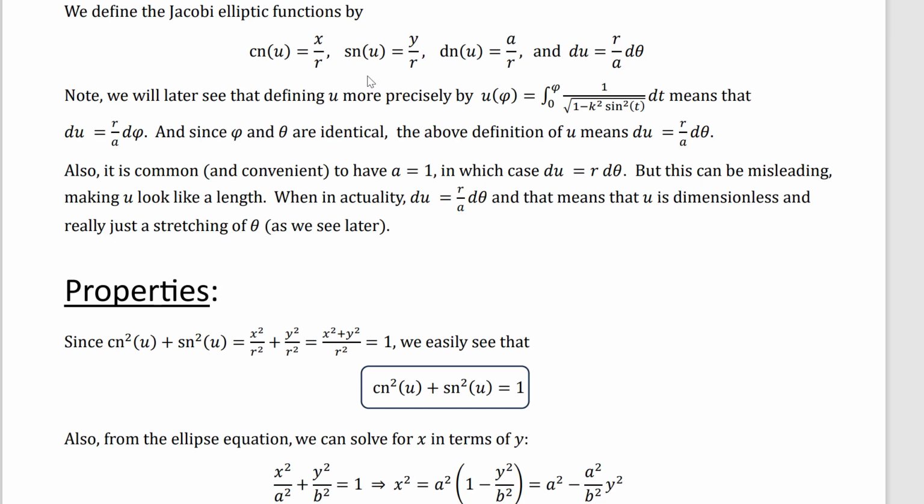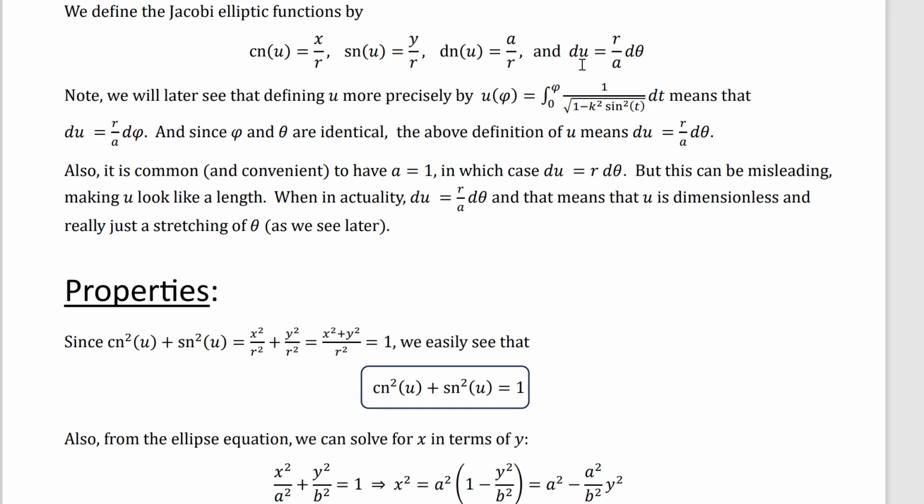So that's cn u, sn u, and then dn u is a over r, the minor axis divided by r. And of course, as I mentioned, the convenient special case, just fix the minor axis to be 1. So dn u would be 1 over r, but regardless, the most dn u can be is 1, because that's the least r can be is the minor axis. r can be the minor axis or larger. So dn u is 1 or smaller.